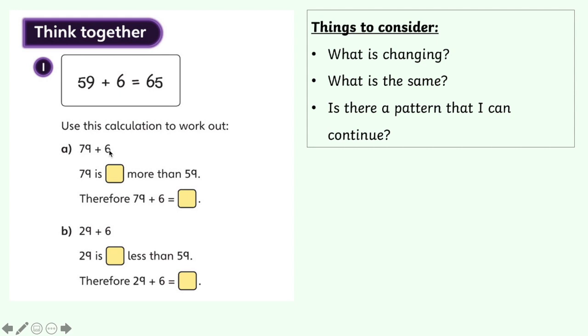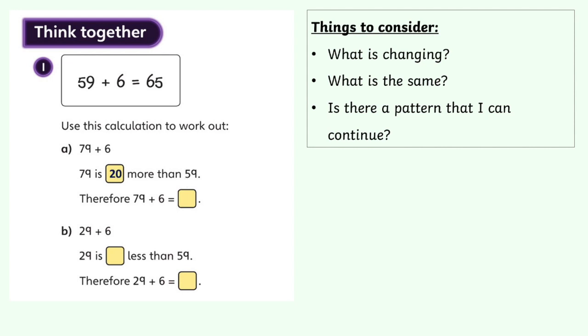79 add 6. The calculation we've already got is 59 add 6. What's the same? That's right, the 6 is the same. What's different? What's changing? Yeah, the 59 has changed to a 79. Let's think about that change. 79 is how many more than 59? That's right, it's 20 more. 79 is 20 more than 59.